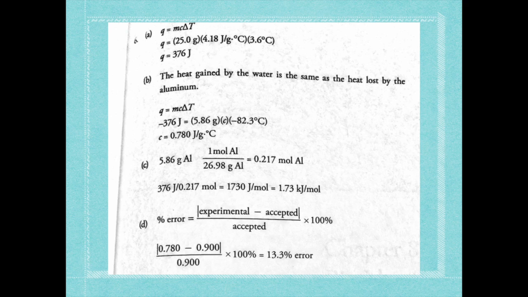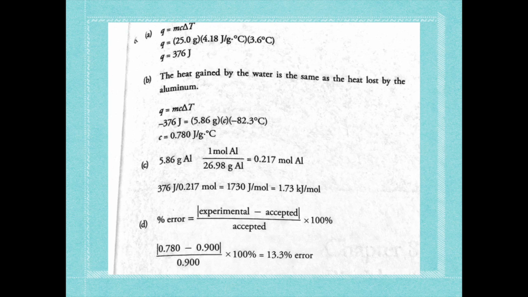mole. Okay. So I need to figure out the enthalpy change for aluminum specifically. So I need to figure out the mass of aluminum, which was 5.86. I need to get that into moles. So I'm going to divide by the molar mass of aluminum. That's 0.217. Then I can take the 376 and divide it by 0.217, and now I'm going to be in joules per mole because it's asking me for kilojoules per mole. Then I can simply convert that into kilojoules per mole by dividing by 1,000. So it's 1.73 kilojoules per mole.